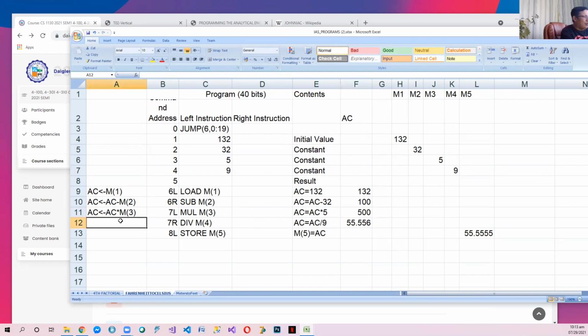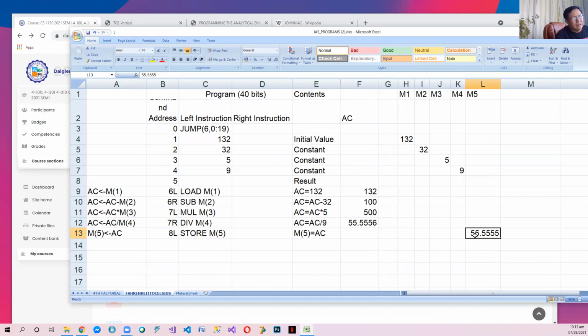And then we have div M4. So this means AC receives whatever its current value is divided by M of 4. M of 4 is 9, so actually this is AC receives AC divided by 9. So this is 55.556. And then we store the result to M of 5. So M of 5 receives AC. Do you follow? So M of 5 becomes AC and this is our final value. Any questions so far?